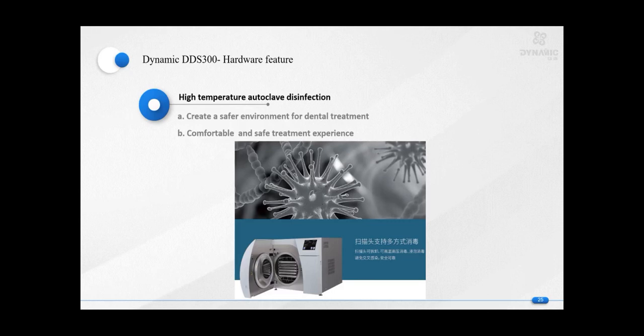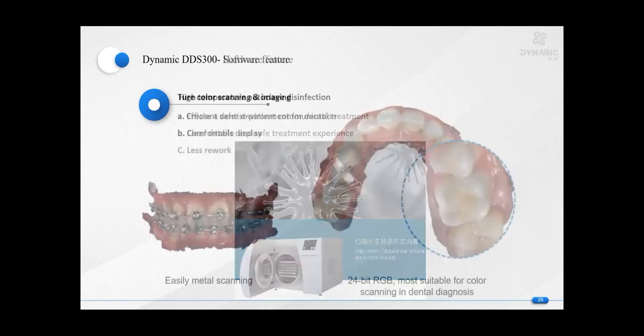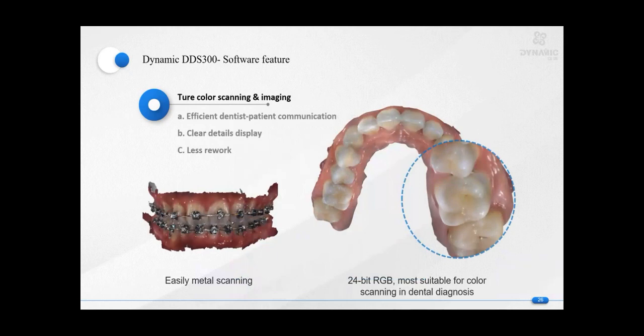Okay, I will do the introduction of the software. The first advantage of the software is true color scanning and imaging. The 24-bit RGB of the DDS300 is more suitable in dental diagnosis. Unlike other brands of intraoral scanner, our DDS300 can display more realistic tooth color and sharper tooth detail. Clear details display. Yeah, it's very good.